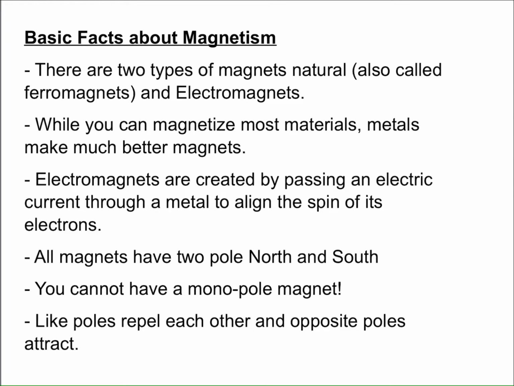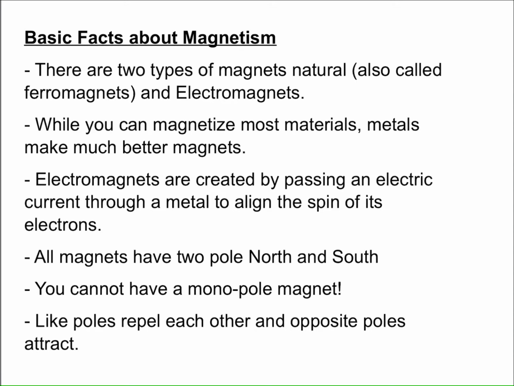Second bullet point says you can magnetize most materials. So you can magnetize basically anything. You can magnetize plastic, you can magnetize paper, you can magnetize any number of things, because it's just a matter of getting the electrons all spinning in the same direction. Problem is, it's very difficult to get electrons in non-metals moving. So, as it says here, metals make much better magnets. The next bullet point.